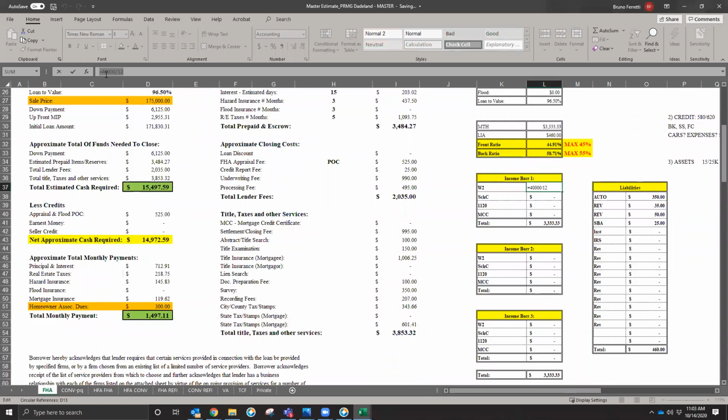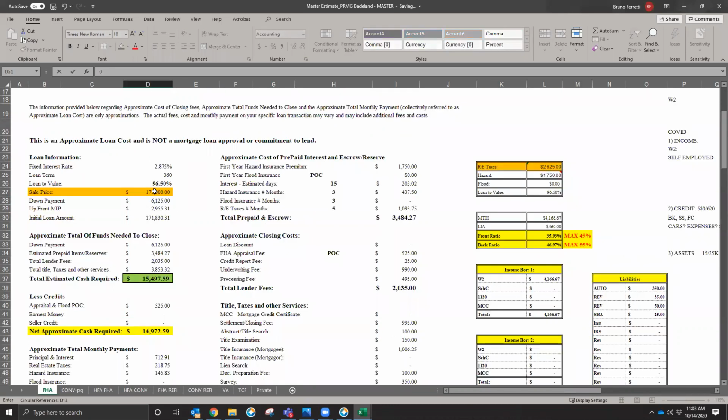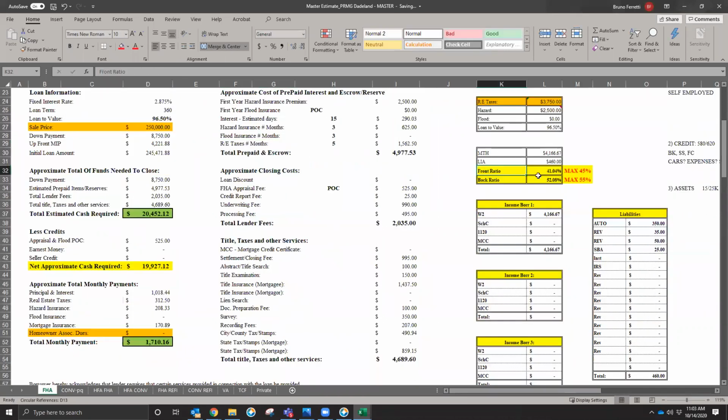Now, if I just change this number to $50,000 a year, look at how suddenly they qualify for this, no problem. Get rid of the association, put them at 250 purchase price. Look at that. They even qualify for more. They could probably go 260, 270.